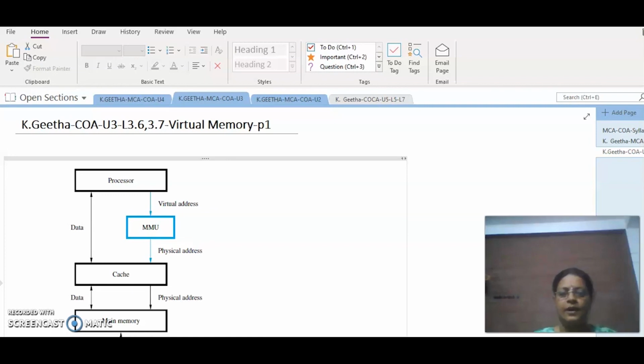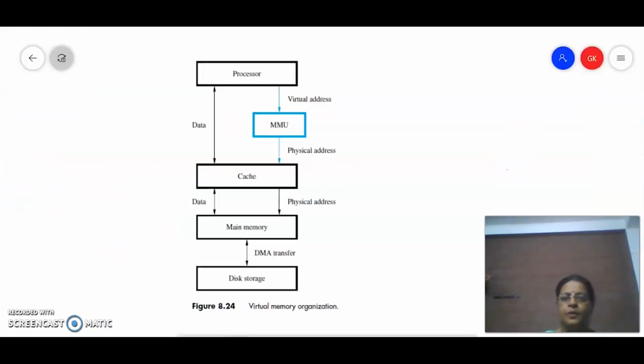Hello everyone. In this session, we are going to discuss the concept of virtual memory, which plays an important role in the memory system. We will start the discussion with respect to the diagram available here. As a user, when we write a program, it is saved in the secondary storage, and this program has to reach the processor across different levels.